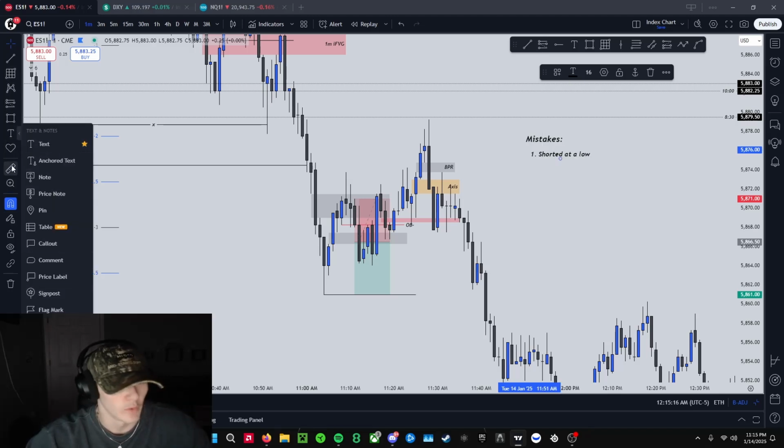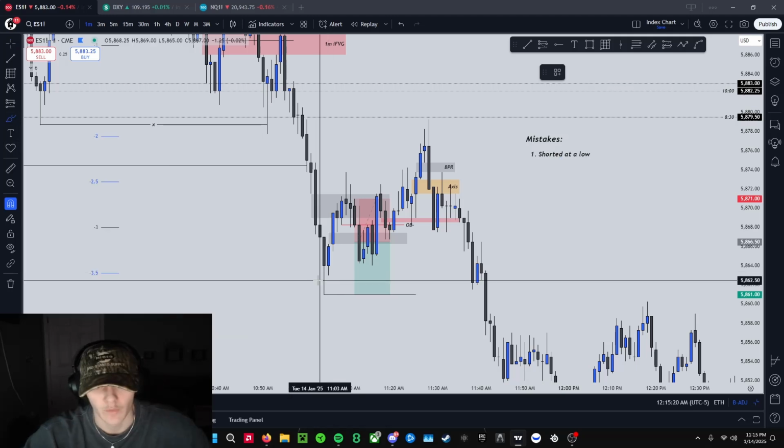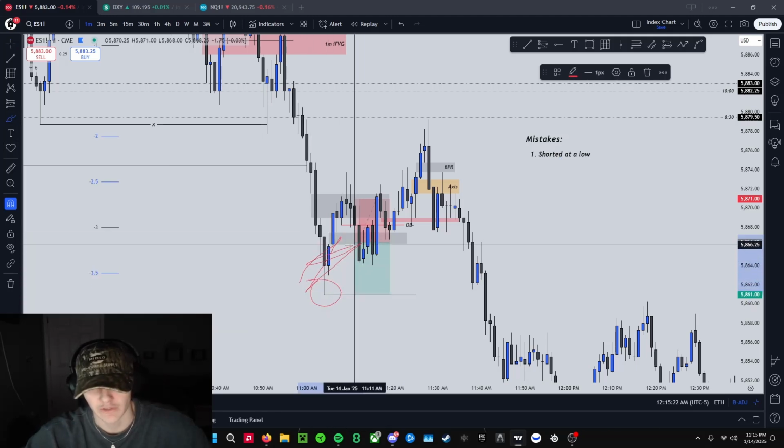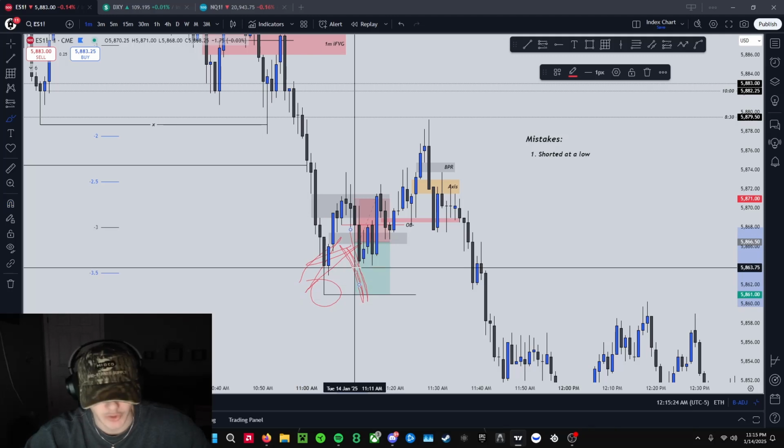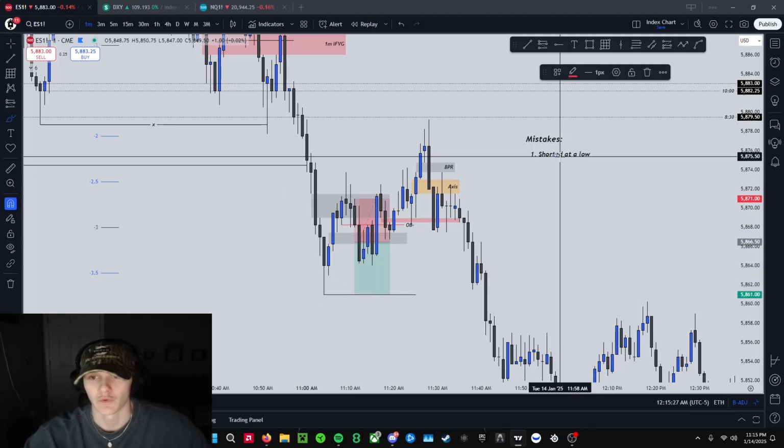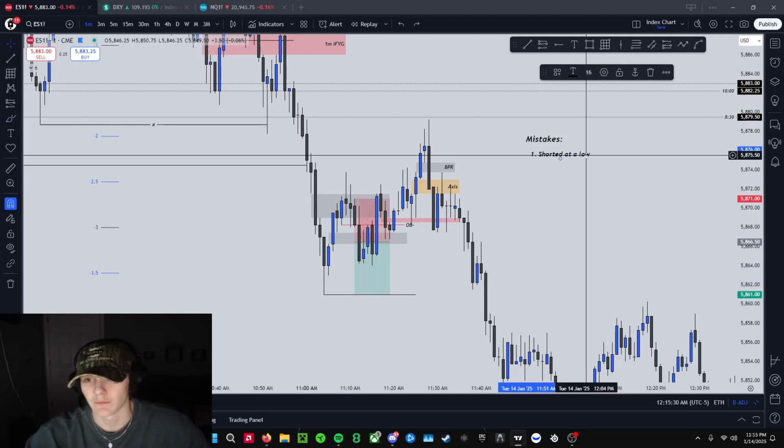Where did my drawing thing go? We have our swing low. Look at how close we are to the swing low. This is not a probable trade zone. You do not want to short the lows. We're going to go to mistake number two now.